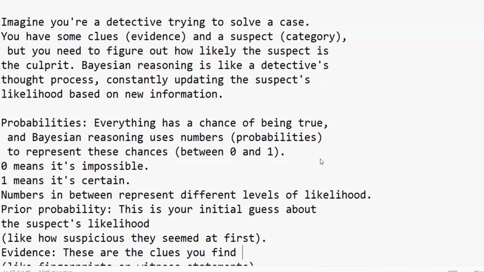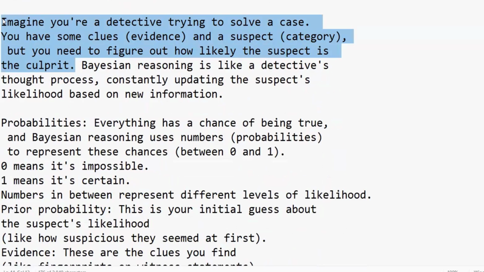Imagine you're a detective trying to solve a case. You have some clues called evidence, a suspect category, but you need to figure out how the suspect is a culprit. Traditional court case. Now you have a category, you have an evidence, the knife, something like that. You have suspect in a different category. The evidence, they are the clues. The suspect is a category. But you need to figure out how the suspect is a culprit.